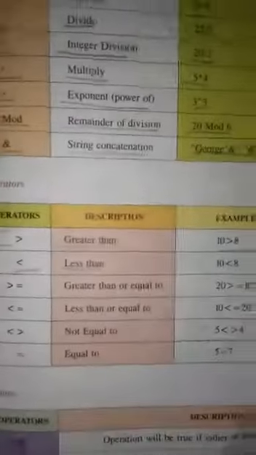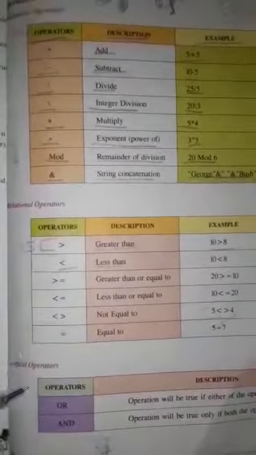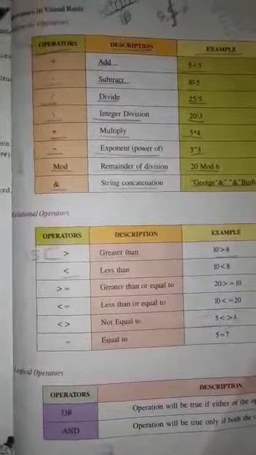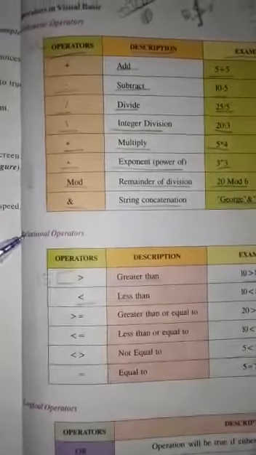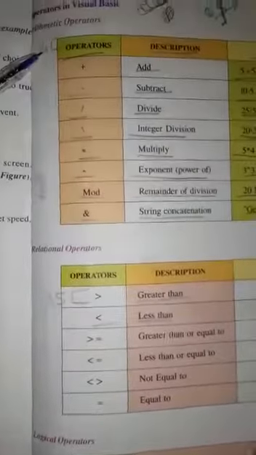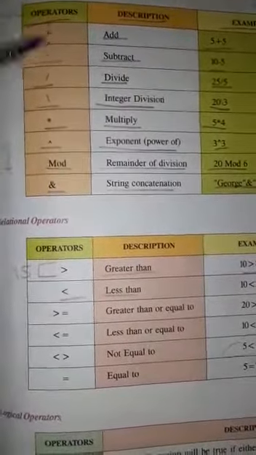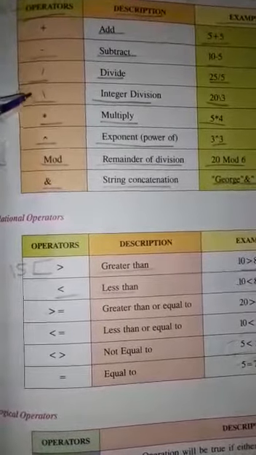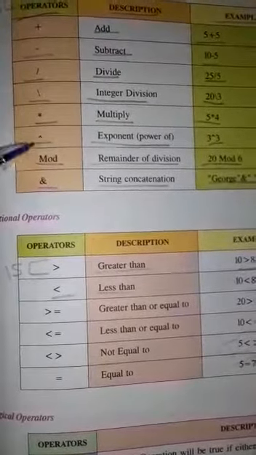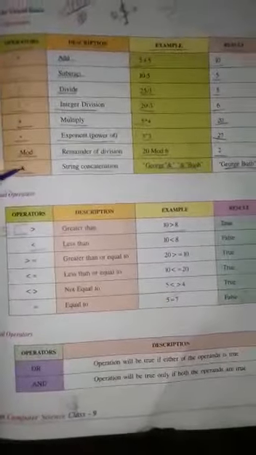Next topic, operators in Visual Basic. There are three types of operators available in Visual Basic programming: arithmetic operator, relational operator, and logical operator. First, arithmetic operators: add, subtract, divide, integer division, multiply, exponent, remainder of division, and string concatenation. Next, this is the example and result.